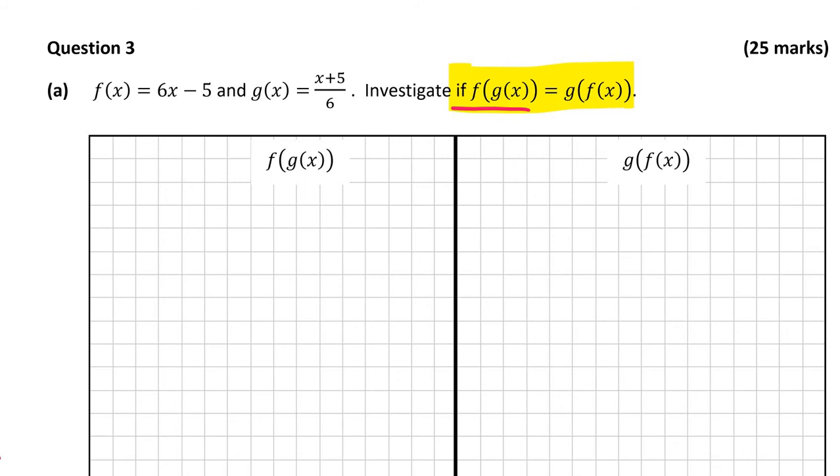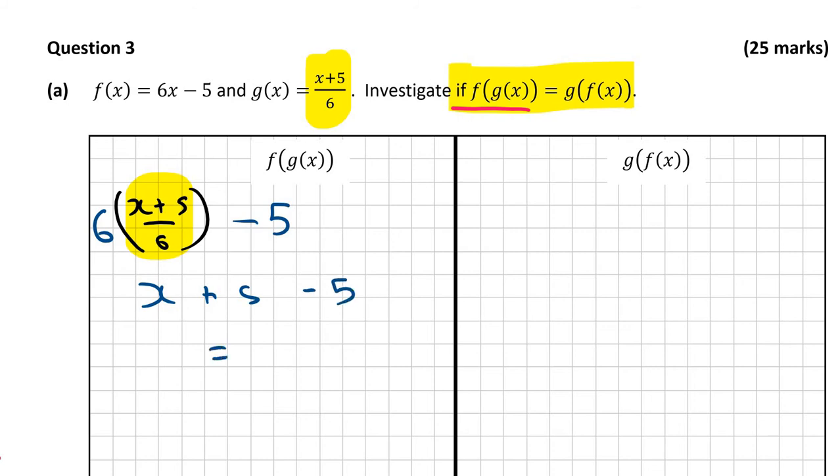So what I do here is I simply take f of x, which is 6, times the input value, and my new input here is going to be x plus 5, or g of x. So 6 times x plus 5 over 6 minus 5. So all I've done here is put my g of x through f of x, the function. And that's equal to, well, 6 times x plus 5 over 6 is just x plus 5 minus 5, just equal to x.